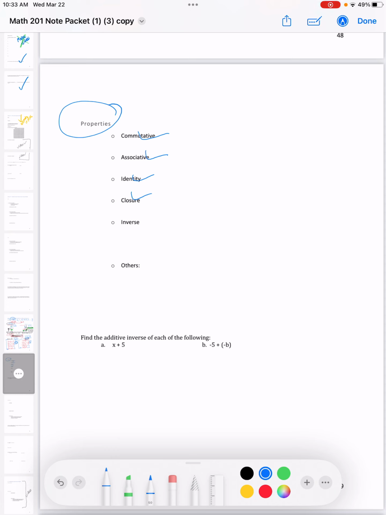For commutative, -3 plus 5 is equal to 5 plus -3. We can change the order of the operations and we're still going to get the same answer. For the identity, just spot checking some of these, whenever we add 0, we get the same number out. The identity is true.